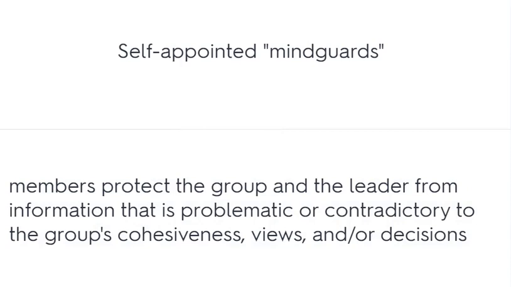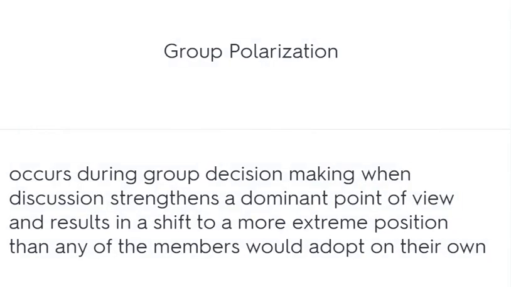Self-appointed mind guards: members protect the group and the leader from information that is problematic or contradictory to the group's cohesiveness, views, and/or decisions. Group polarization occurs during group decision-making when discussion strengthens a dominant point of view and results in a shift to a more extreme position than any of the members would adopt on their own.